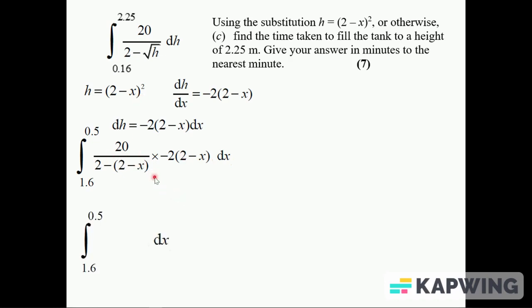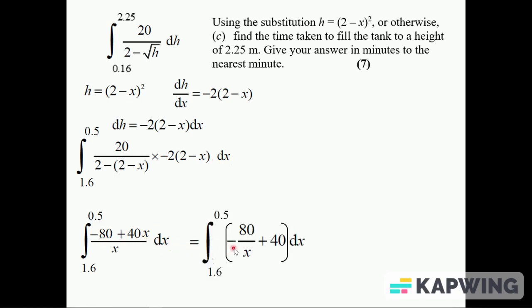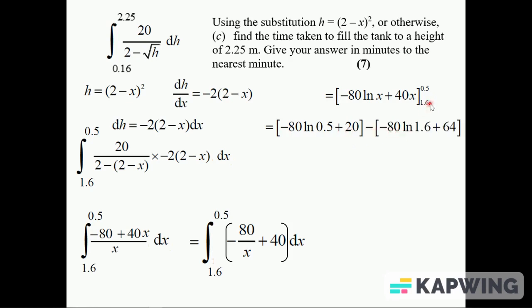So if I simplify this, this bottom line is just x. And the top line is going to be 20 times this, and this is minus 4 plus 2x. So I'll have minus 80, 20 times minus 4, and 20 times 2x. To do the integral, I need to break up into two fractions. So minus 80 over x plus just 40. This is going to be an ln, of course. So minus 80 ln x plus 40x. And then I'm going to stick my limits in, 0.5 and 1.6. 0.5 goes in first, and then minus the 1.6.